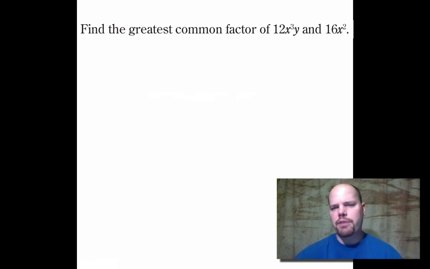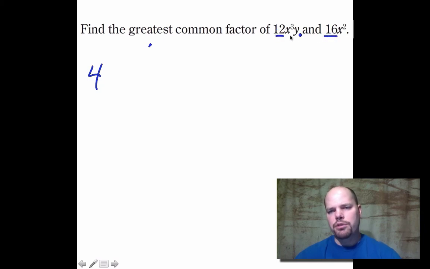Find the greatest common factor of 12x cubed y and 16x squared. Now we could list every single factor of both of those terms and then find the greatest common one, but I'll show you maybe a quicker way. So you look at 12 and 16. What's the greatest common factor of 12 and 16? Well, 4 is. 4 goes into both of those. So we've taken care of the numbers or the coefficients.